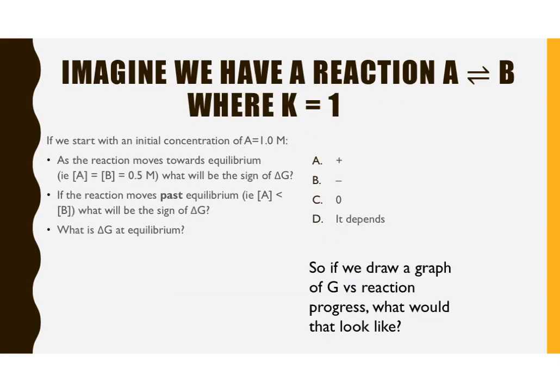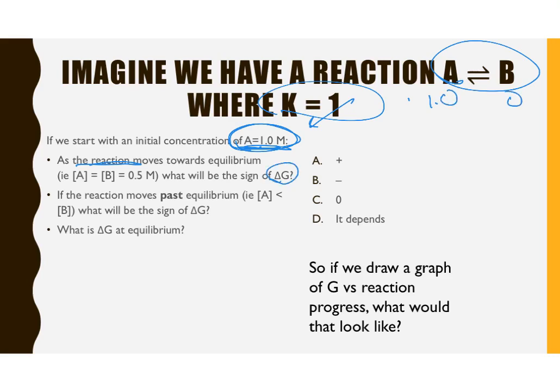Talking a bit more about that situation, same thing, reaction A going to B, starting with 1 molar, and K equals 1. As the reaction first begins, so if we begin with concentration of A at 1 molar and no B to begin with, what will be the sign of delta G? What I'm getting ready to say is a very simple concept that students forget, and I want you to make a note of it.